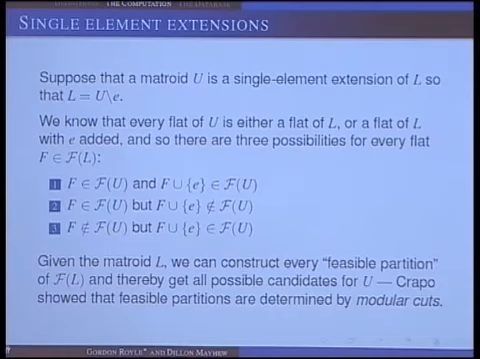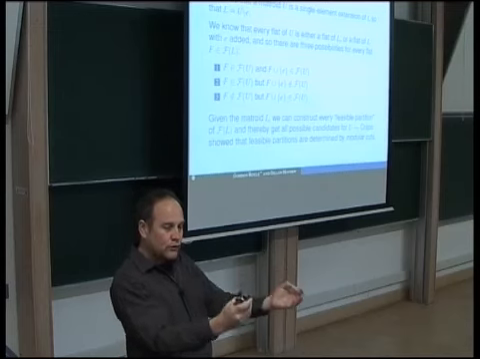U stands for upper, L stands for lower. So U is the matroid we're constructing, L is the matroid we're starting from. We're going to add the element E. We know from general theory that the flats of U are either flats of L that are unchanged, they're just flats in the new matroid as well, or they're flats of L with the extra element added, or possibly both. Possibly a flat of L might stay a flat and the element E added is also a new flat.